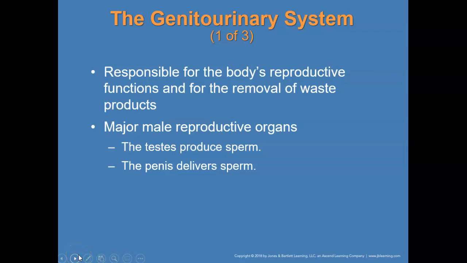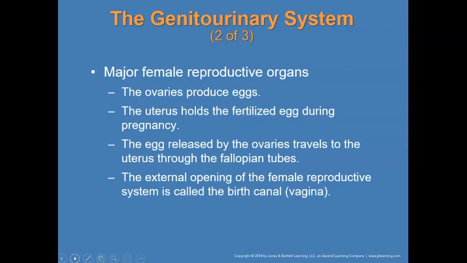Now we're on to the genitourinary system. It's responsible for the body's reproductive function and for the removal of waste products. Major male reproductive organs are the testes, which produce sperm, and the penis delivers sperm. Major female reproductive organs: the ovaries produce eggs, the uterus holds the fertilized egg during pregnancy, and the egg released by the ovaries travels to the uterus through the fallopian tubes. The external opening of the female reproductive system is called the birth canal or the vagina.